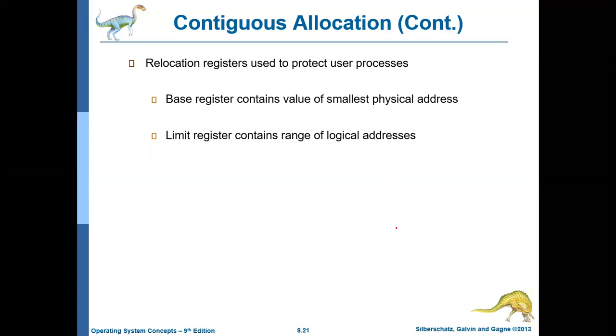As we have already discussed, the base register contains the smallest value of the physical address, that is, the starting address from which this particular process can access. The limit register contains the range of logical addresses. One thing we have to see: the base register contains a physical address, the actual starting address from where this process is located in the memory, whereas the limit register contains the range of logical addresses. This is not a physical address.